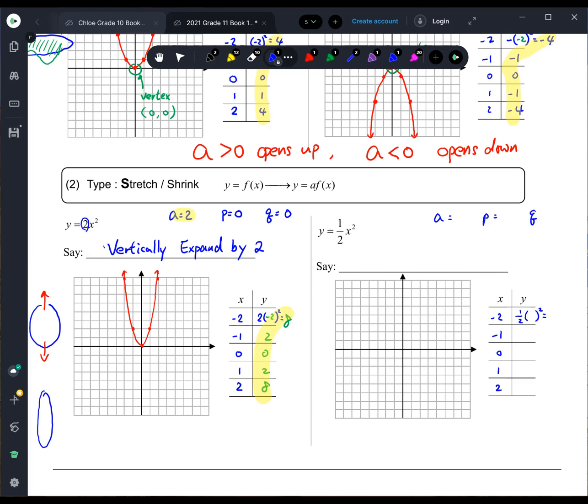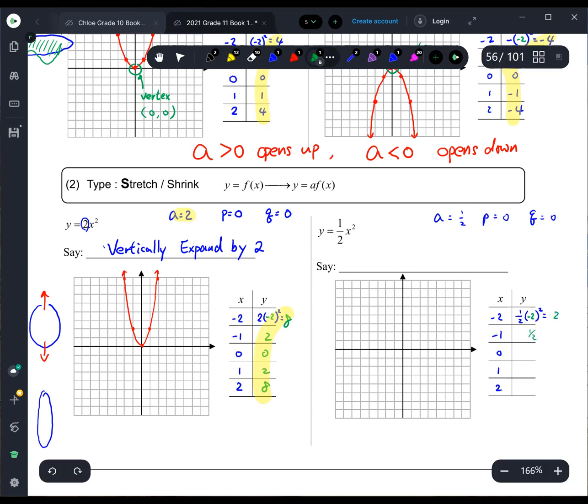All right, Geoffrey, what's the APQ for this one? A is 1 over 2, P is 0, and Q is 0. All right. Now let's get the y values. We need to plug in -2 into the x, square it, and then times it by half this time. Okay, Angeline, have you got a table? 2, 0.5, 0, 0.5, 2. Okay, anyone have questions about the table?